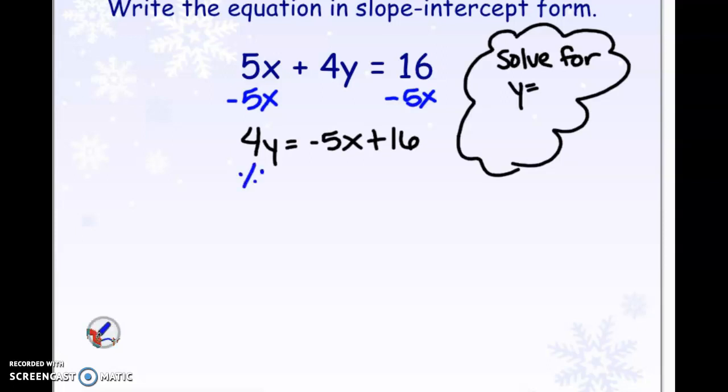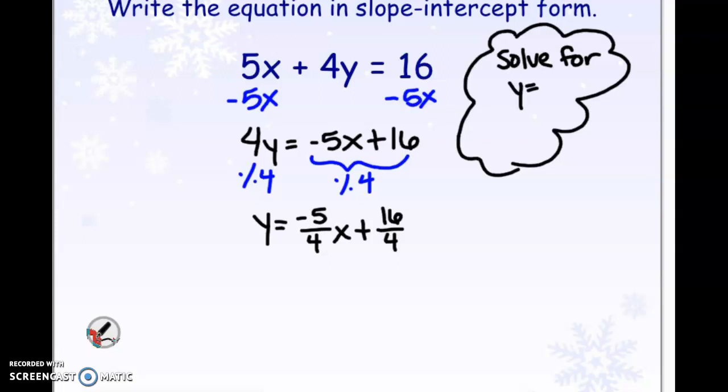And then divide by 4. When you divide by 4, you're actually dividing this whole other side. You have to do what you do to one side of the equal sign to the other side. So we're dividing the whole thing by 4. So it would be negative 5 over 4 x plus 16 over 4. We can simplify that. 16 over 4 is 4. So our final answer, y equals mx plus b, we have it in slope-intercept form. A key thing here is to make sure that you divide the whole equation by 4, not just one piece or another.